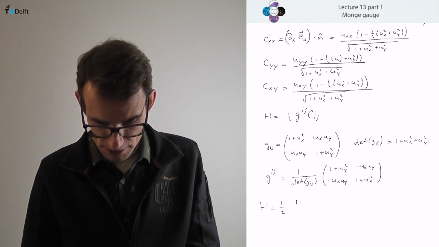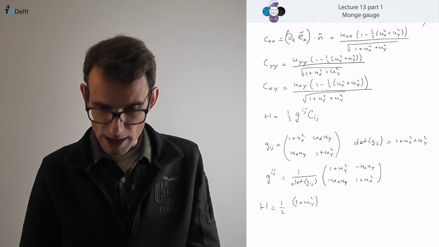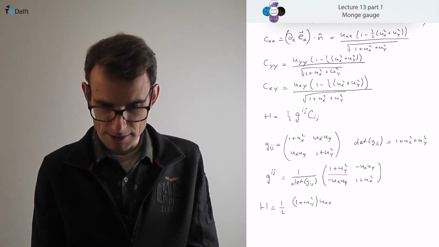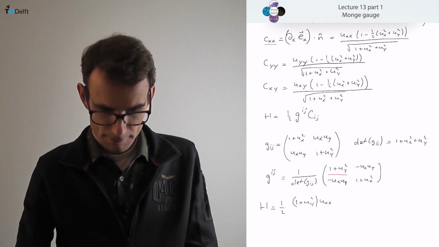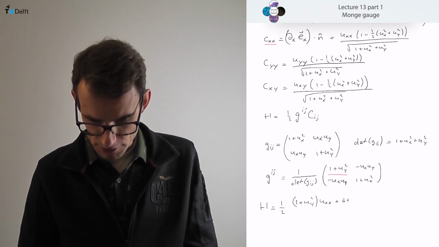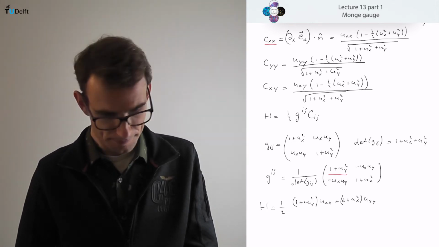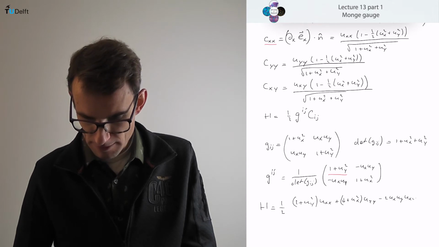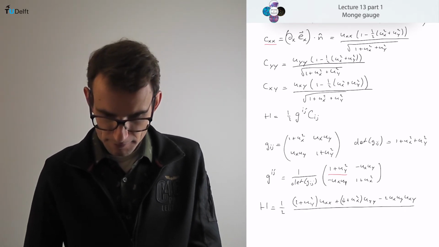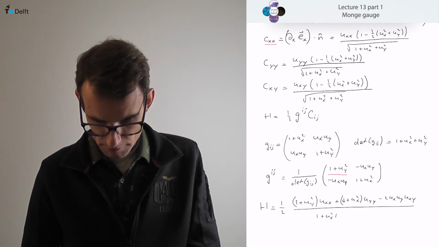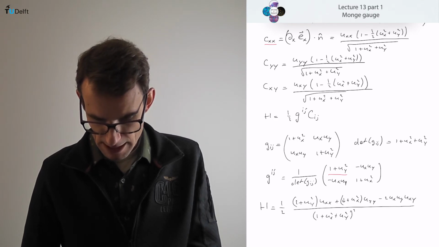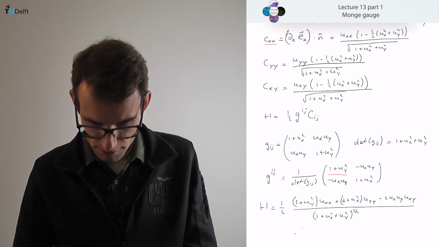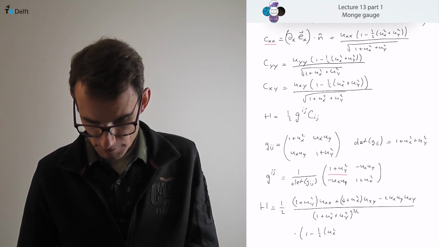So what we have is 1 plus uy squared times uxx, so from this one times that one, plus 1 plus ux squared times uyy, minus 2 times ux uy times uxy, divided by 1 plus ux squared plus uy squared to the 3/2, and then multiplied in every term with the term that comes in the curvature tensor, 1 minus 1/2 ux squared plus uy squared.